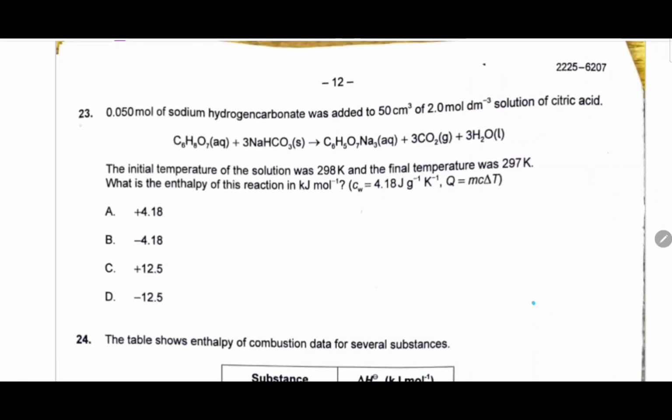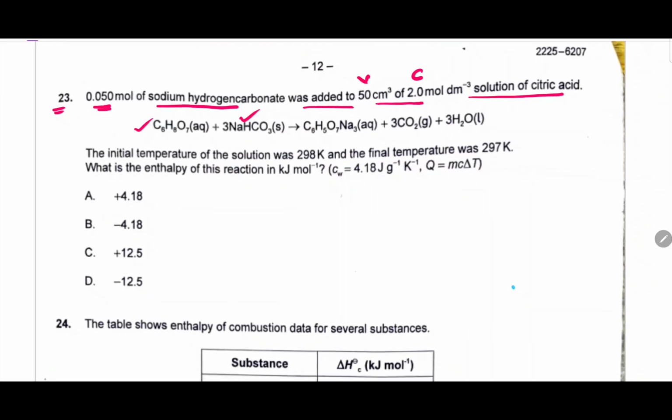Next question, question 23, which says that 0.050 mole of sodium hydrogen carbonate, NaHCO3, was added to 50 cm³ of 2 mol/dm³ solution of citric acid. Concentration, volume and moles are given to us. The initial temperature of the solution was 298 Kelvin and the final temperature was 297. This shows that the reaction is endothermic. The temperature falls. What is the enthalpy of this reaction in kJ per mole? Given the specific heat is 4.18 and the formula Q equals mc delta T.